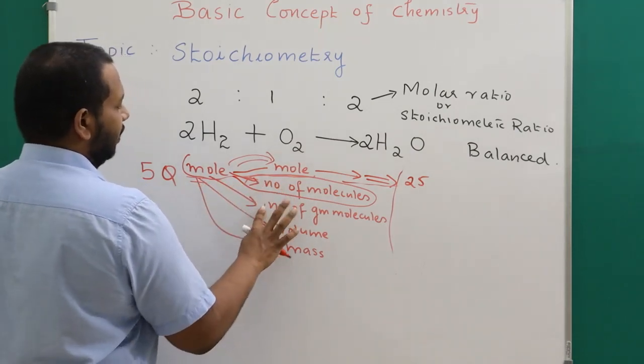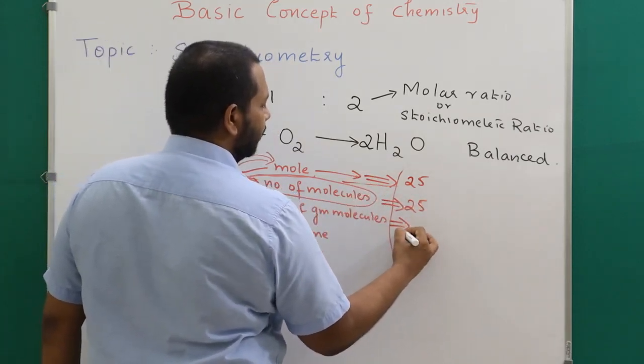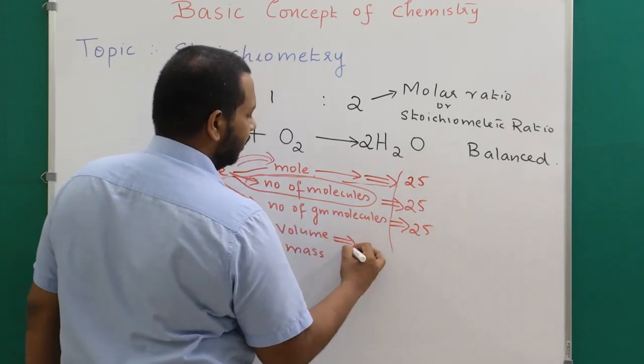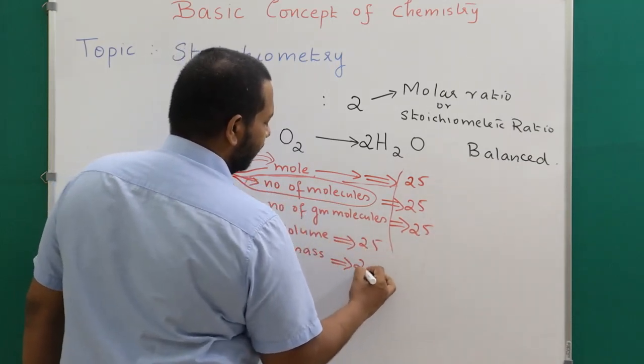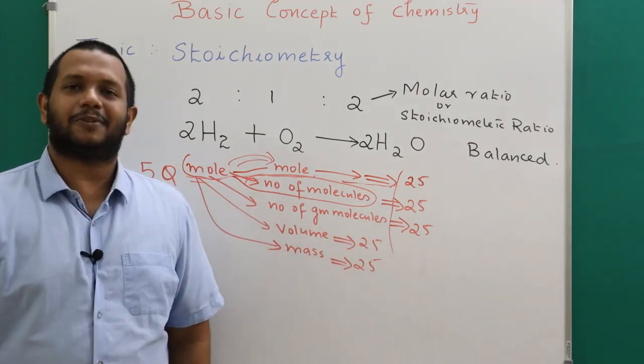So this combination, I can get another 25. For this combination, I can get 25. This combination, I can get 25. And this combination, I can get 25. Okay, so it becomes 125 questions here.